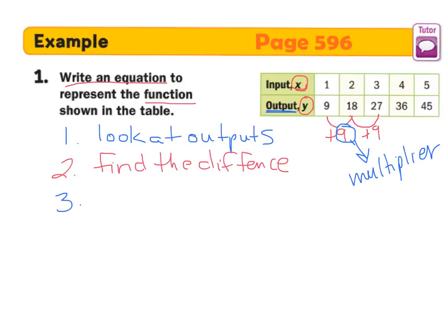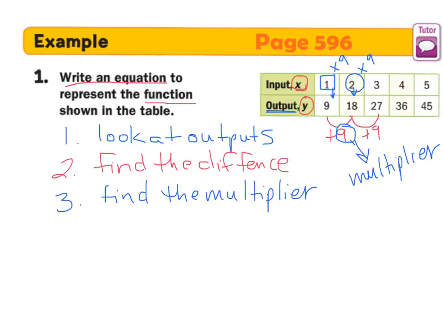So the change is by 9. So we're going to go up here and look at our input. If I put in 1 and take it times 9, do I get 9? Yes, we do. Let's look at the 2. If I take that times 9, I get 18. So once we find our multiplier, then you put the multiplier in front of x.